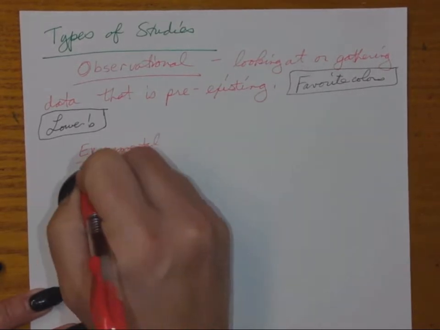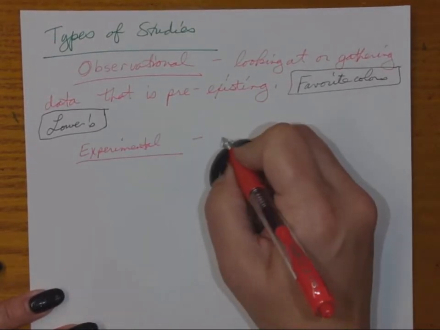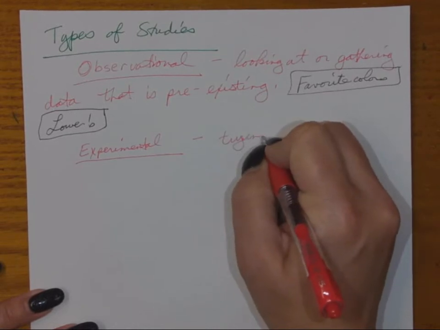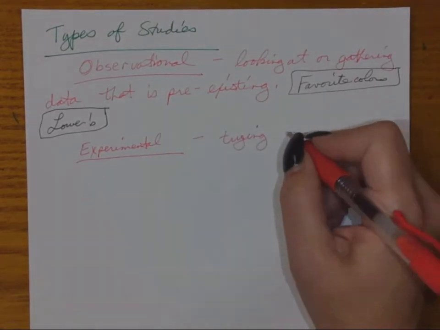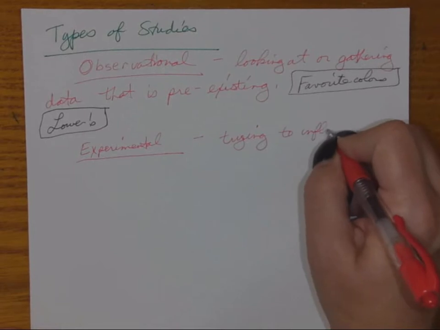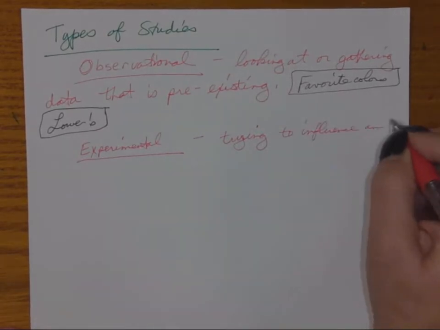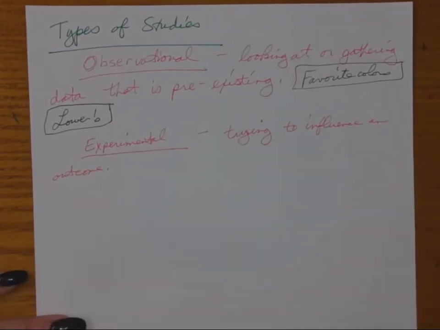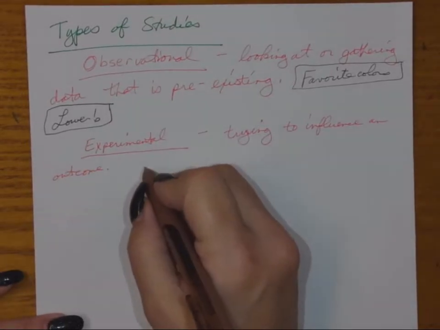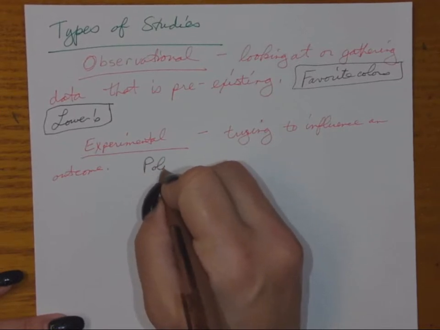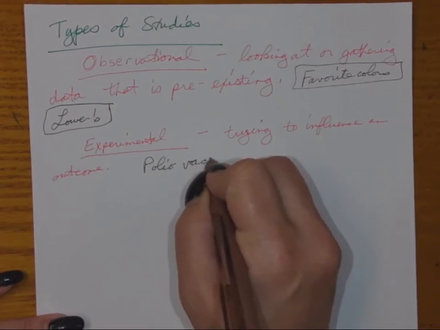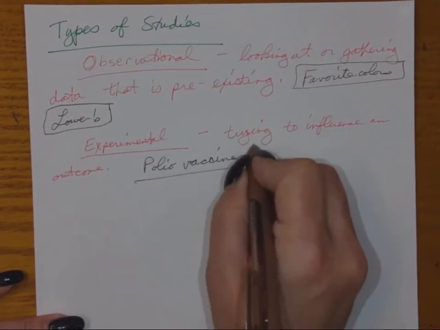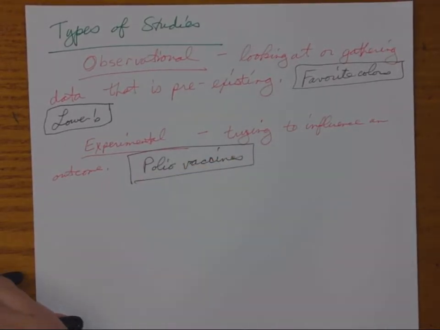And on experimental, we are trying to change something. So we're trying to influence an outcome, if we can. So a really great example of this would be that study that I mentioned about the polio vaccination, right? What were they trying to do? They were trying to make sure that kids wouldn't have polio. So we go in and we give you a treatment and hopefully you don't have polio, right?